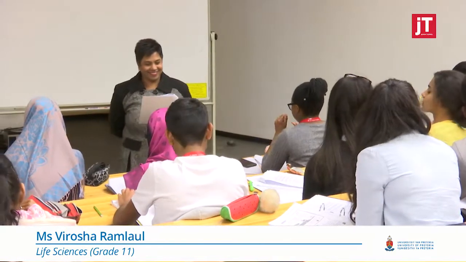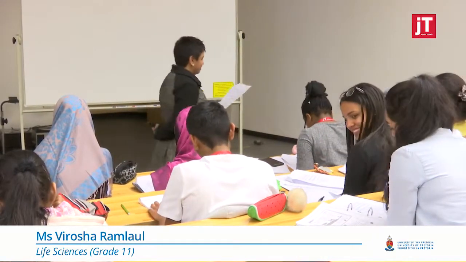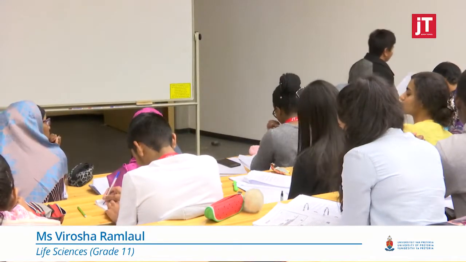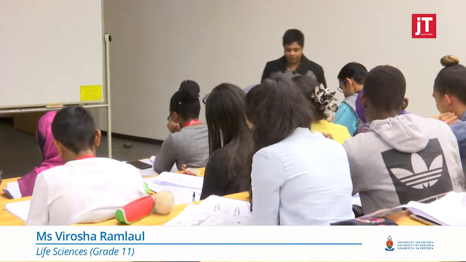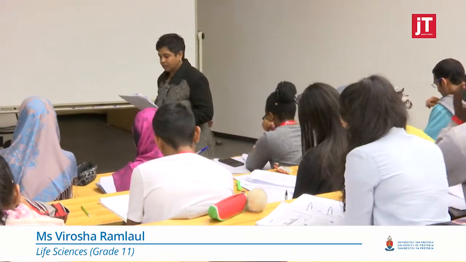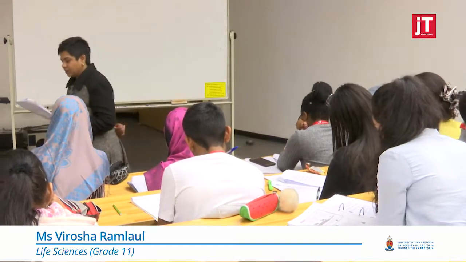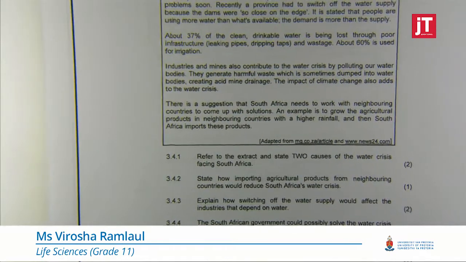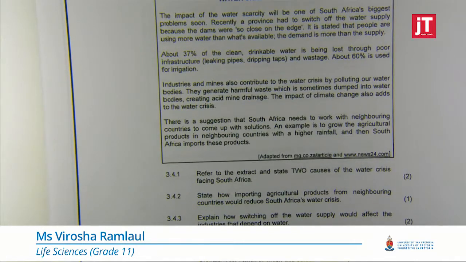Water crisis in South Africa. The impact of water scarcity will be one of South Africa's biggest problems soon. Recently, a province had to switch off water supply because the dams were so close. It is stated that people are using more water than is available. The demand is more than the supply. About 37% of clean drinkable water is being lost through poor infrastructure, leaking pipes, dripping taps, and wastage.